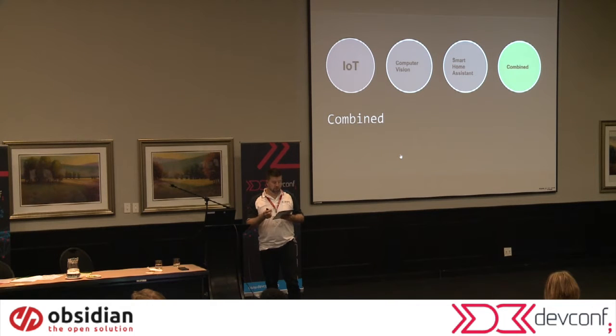I have now shown you how to use IoT to collect measurements to gain a better understanding of your environment. I've also shown you how to use computer vision to detect and identify objects in your environment. I've also shown you how to use a smart assistant to interact with your environment. Most of these are state-of-the-art technologies.